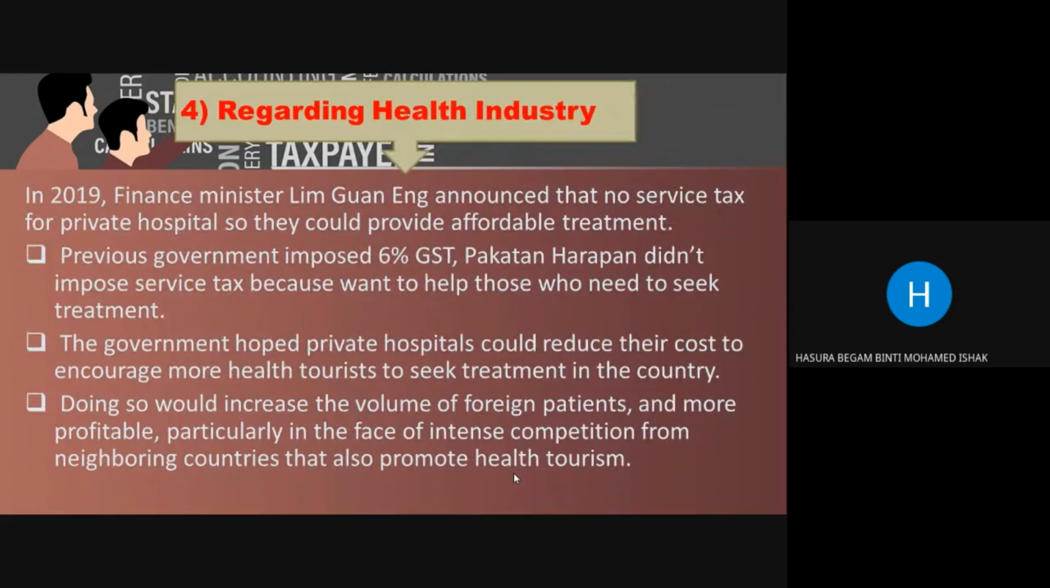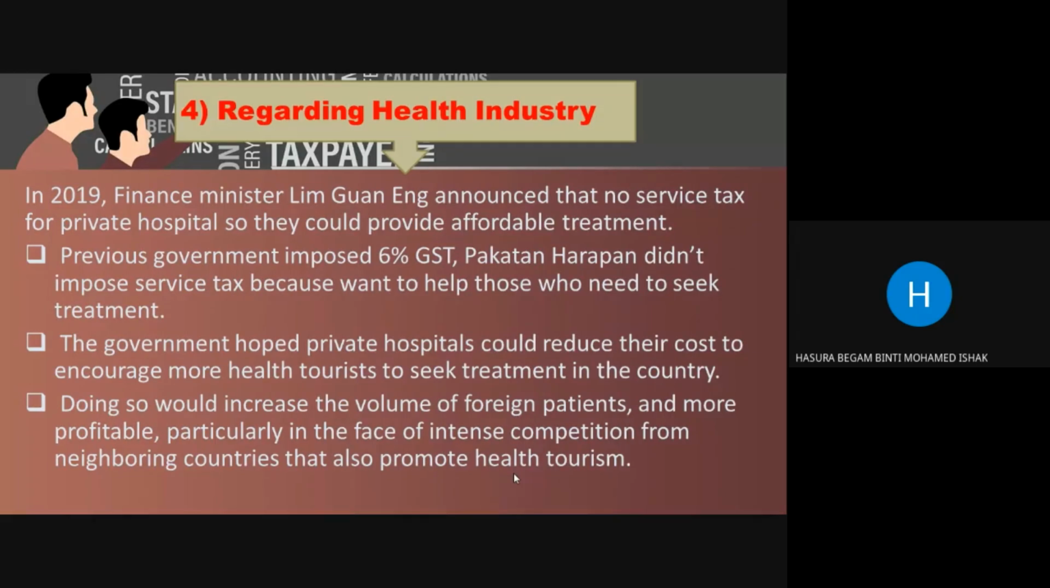So the fourth issue is regarding the health industry. This is a past year issue. In 2019, our finance minister Lim Guan Eng announced that there would be no service tax for private hospitals, so they could provide affordable treatment. In the previous government, they imposed a 6% GST. So Pakatan Harapan didn't impose service tax because they wanted to help those who need to seek treatment.